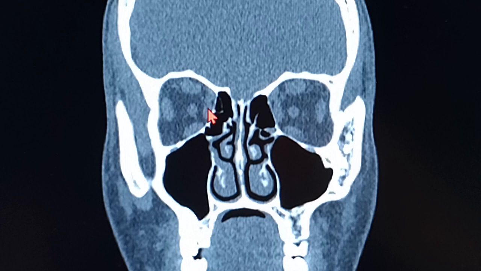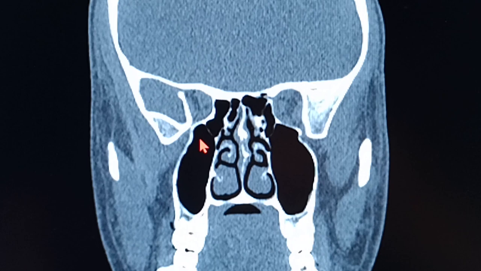MRI is the best study to know the anatomy of the orbit or any intracranial lesion. So if I get time, I'll definitely put up an MRI video separately after some time, because I've already taken a lot of lectures on MRI before. So going on to the most posterior aspect of the orbit, that is the orbital apex area.